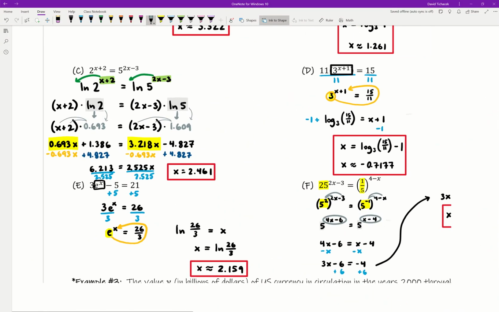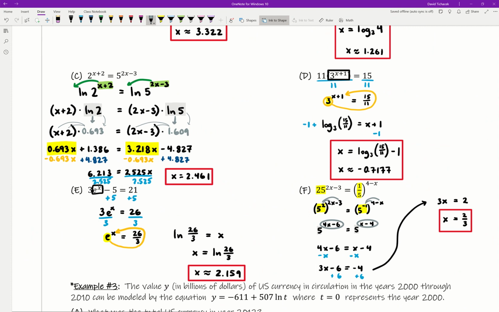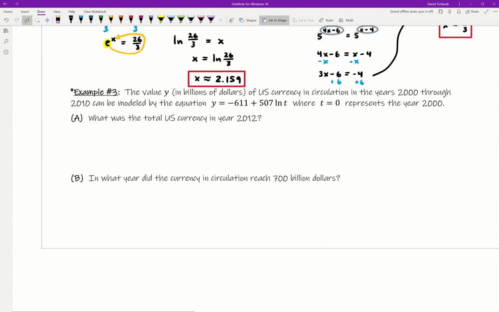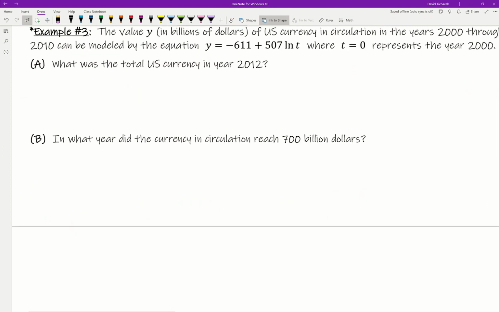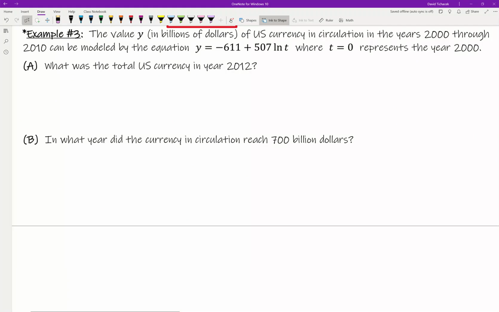So that takes care of all the examples in the notes today where I wanted to go through and solve some equations. The last example that I want to do for the video here is to solve this word problem. So if you read through it, it says that they're relating a dollar amount, y, which is in billions, to a number of years, that's t, okay? And they're relating those using this equation right here, which relates y and t. So that is a log equation there.